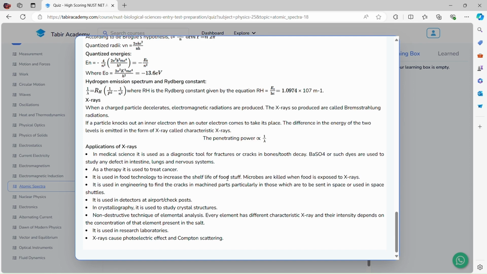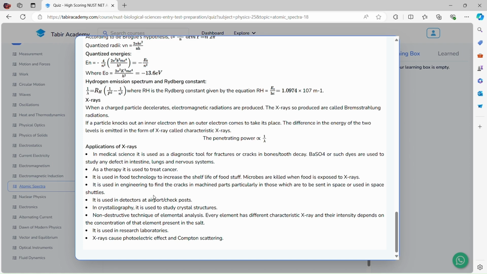It is used in food technology to increase the shelf life of food. It is used in engineering to find the cracks in machine parts, particularly those which are to be sent in space or used in space shuttles. It's used in detectors at airport or checkposts.